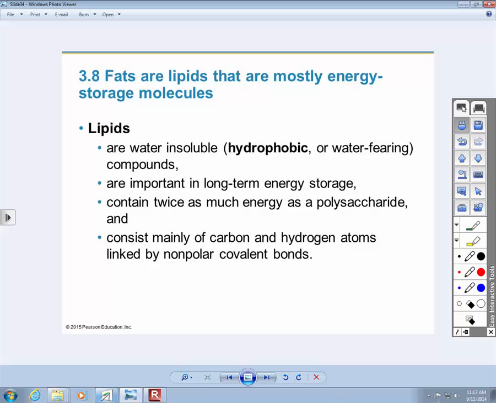Okay, so fats do not dissolve in water. They're not polar, so they're hydrophobic, meaning water hating. To hate is phobia, phobe, in Latin.